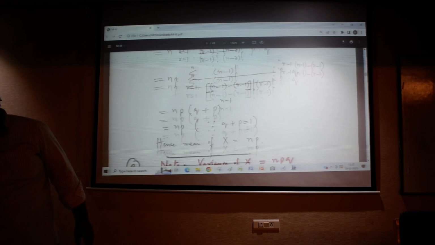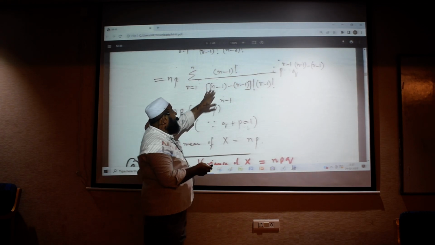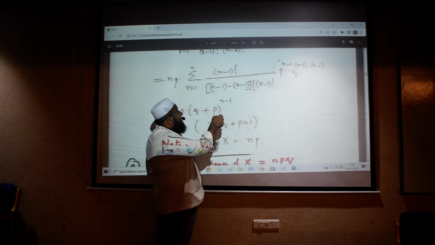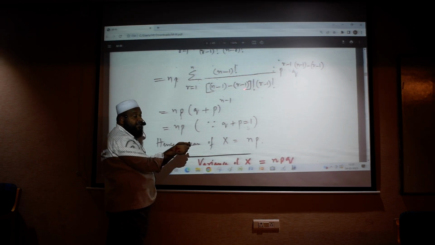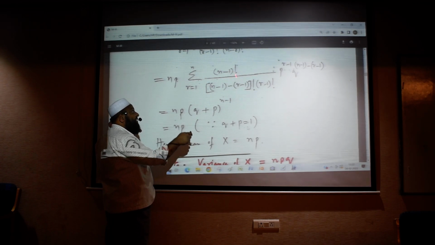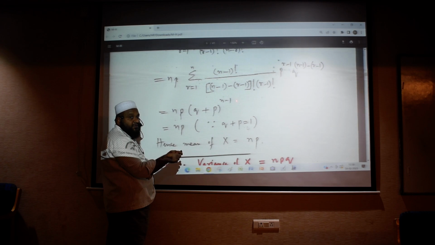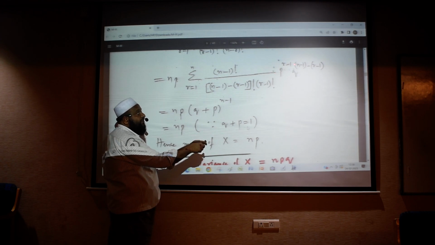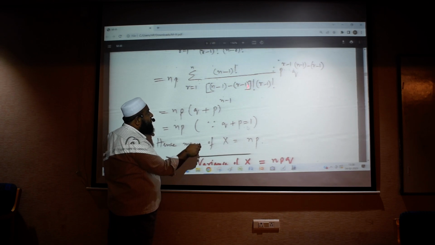Now you see, this is like n factorial, this is like n factorial, this is like n minus r factorial, and this is like r factorial. So this is nothing but (q plus p) whole to the power of n minus 1. In what way are we getting that, do you know? First of all, p to the power of r minus 1, q to the power of n minus 1 minus r minus 1. You understood everything, right?